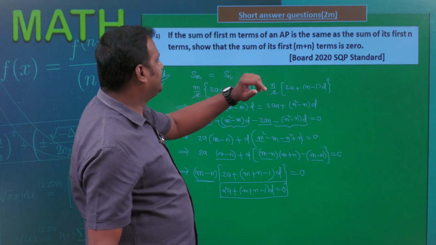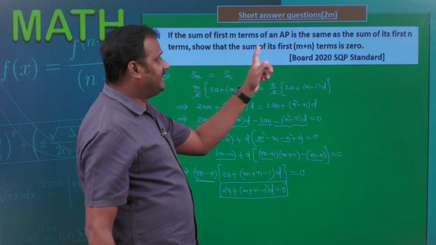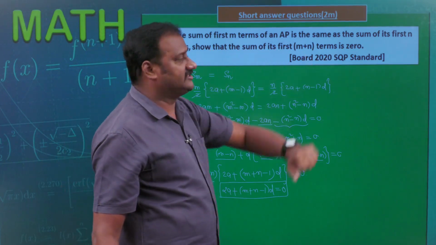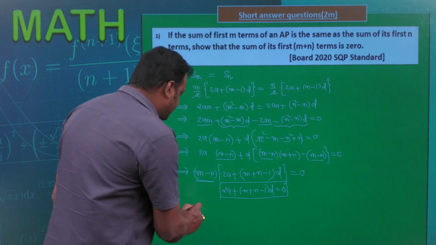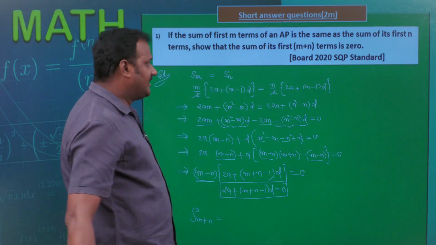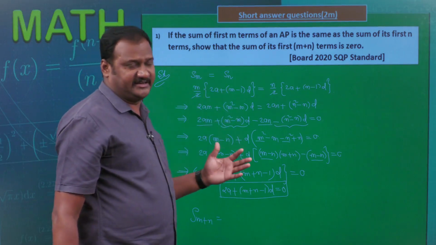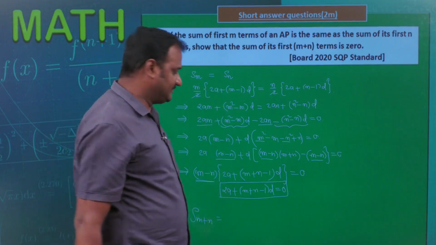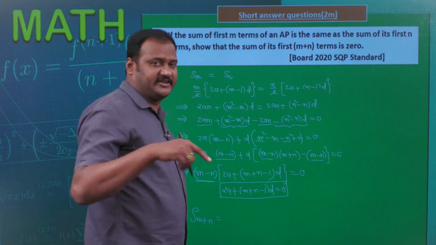Now, coming to the given problem, you need to show that the sum of its first m plus n terms is 0. What is the formula for the sum of m plus n terms of an arithmetic progression? Like sum to n terms, sum to m plus n terms. So in the place of n you write m plus n.